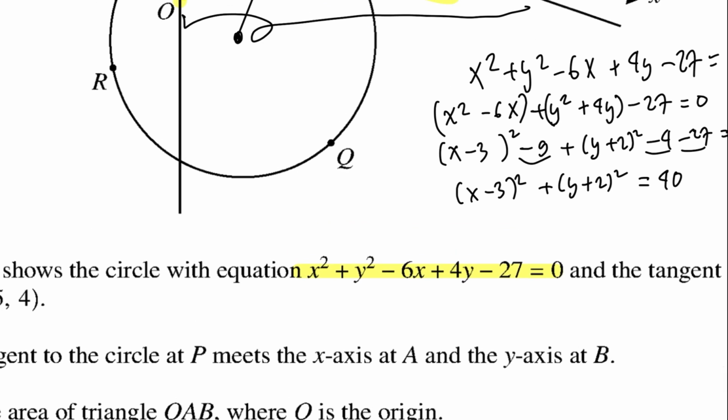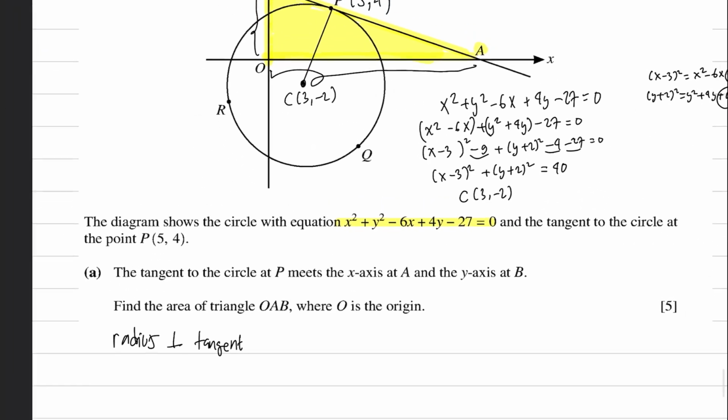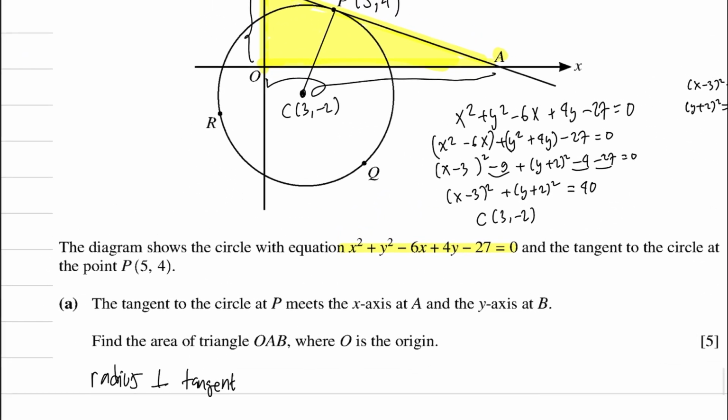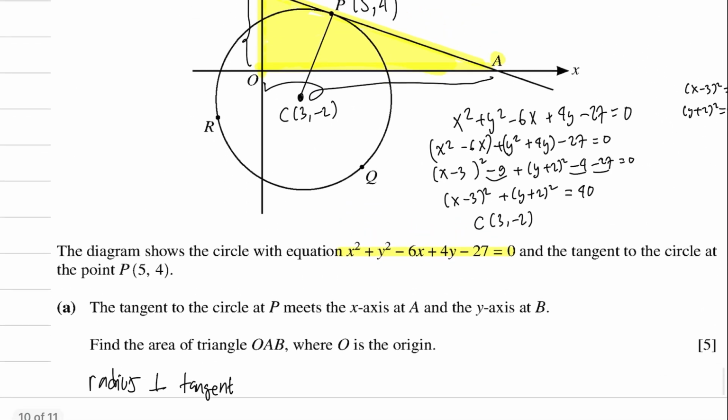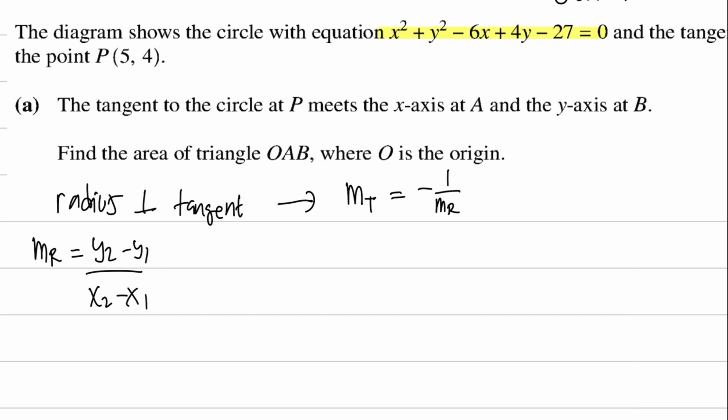So the center, let's call it C, is (3, -2). Now from here, it's easy. Because the radius is always perpendicular to the tangent, we need to find the gradient. We know that the gradient of the tangent is -1 over m of the radius because it's perpendicular. So we need to find the gradient of the radius, using the formula y2 minus y1 over x2 minus x1.